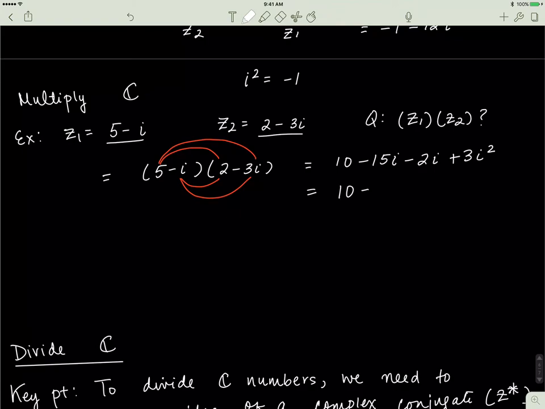So I'm going to simplify this a little bit more, and I get 10 minus 17i. Now remember, what is i squared? It's equal to negative 1. So 3 multiplied by negative 1 is minus 3. And I'm left with 7 minus 17i as my answer.